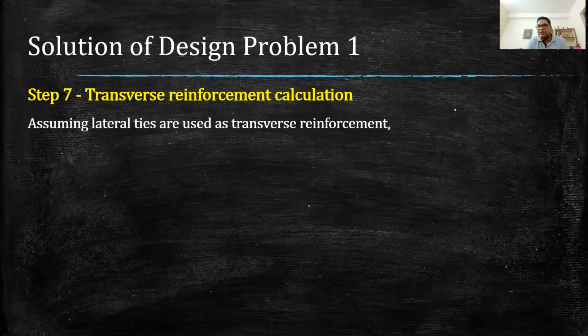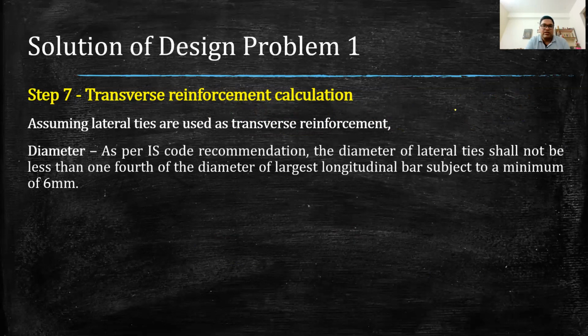I have explained earlier also the codal provision of transverse reinforcement. So as per those codal provisions, we will first assume the dia of bar. As per IS code recommendations, the dia of lateral ties shall not be less than 1/4 of the dia of the largest longitudinal bar, subjected to a minimum of 6 mm.